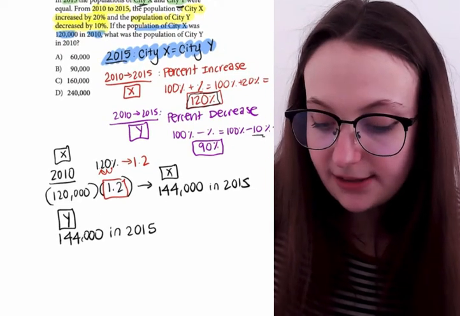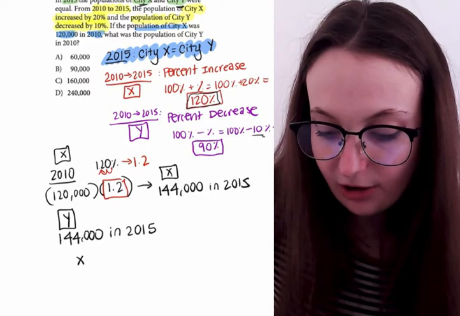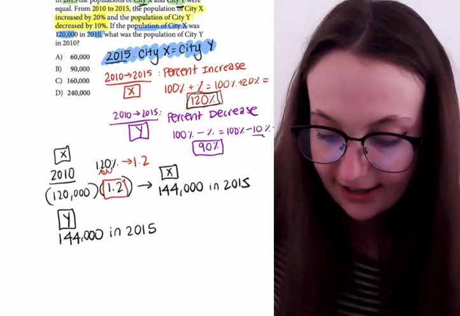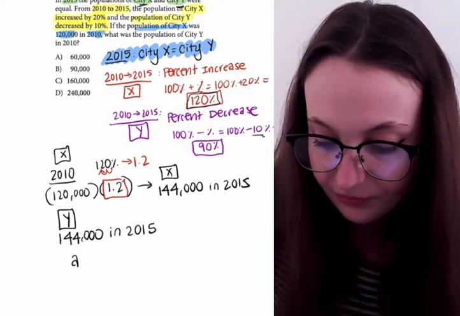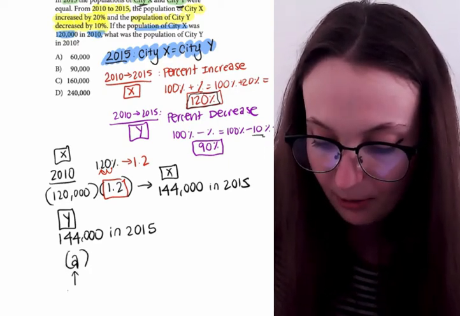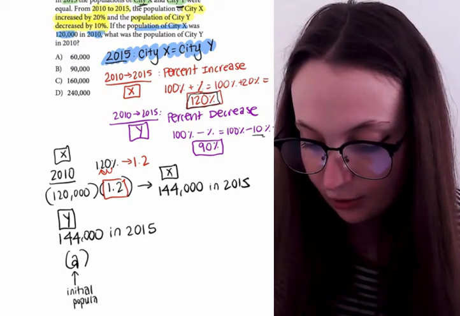So what that means is that we want to find out what our initial population is. Maybe we don't want to call that X because they called them city X and city Y. I don't know why they did that. Let's just call it A. A is going to represent our initial population in 2010.